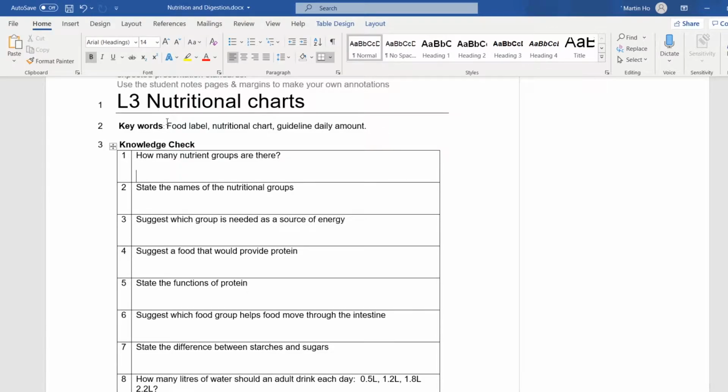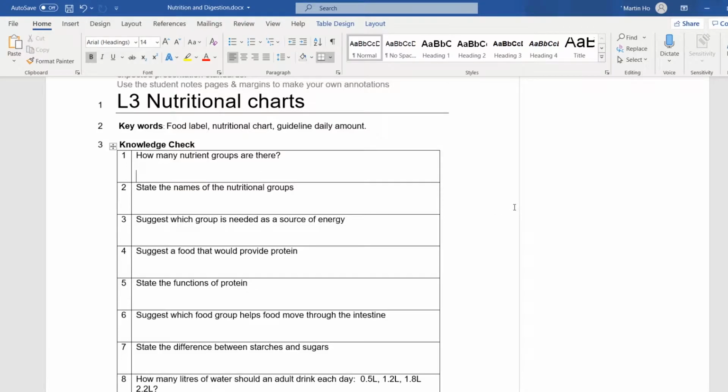Food labels are, of course, referring to the labels on your consumer goods or the food packages that you get that give the nutritional charts or nutritional details for that item of food, as well as the guideline daily amount, which is the NHS recommended guideline for that nutritional group.